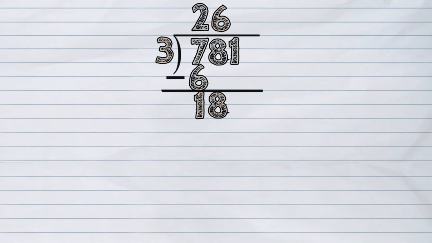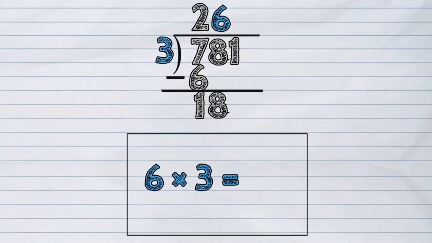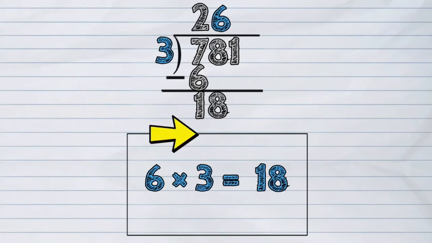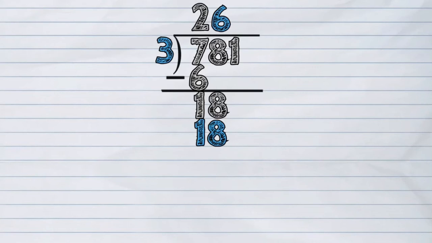Next, we have to multiply. Multiply 6 into our divisor again, which is 3. 6 times 3 is 18. We write the answer below 18. Then we will do again the subtraction. 18 minus 18, the answer is 0. And then we bring down the next number from the dividend, which is 1.